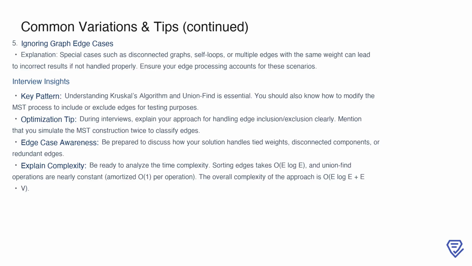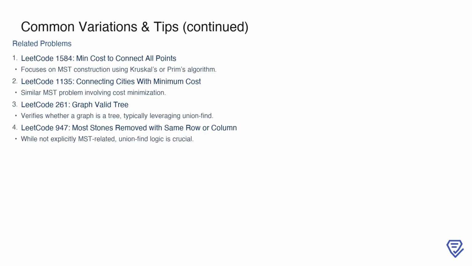Don't forget to address time complexity as well. Sorting the edges takes O(E log E), and union find operations are nearly constant in time. Combining these steps gives an overall complexity of O(E log E + E * V), which is efficient for this problem. Let's now explore some related problems that can help deepen your understanding of MST concepts and union find.